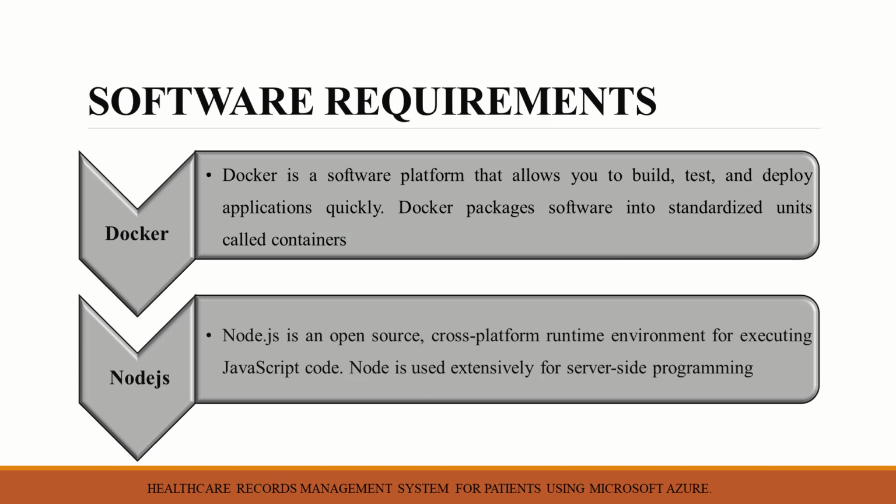The next one is Docker. Docker is a software platform that allows you to build, test, and deploy applications, and it is used to develop modern applications. The container used for Docker is called Docker Nginx. The next one is Node.js. Node.js is an open source cross-platform runtime environment for executing JavaScript code. Node is used extensively for server-side programming. It is used on Windows, Mac OS, and others.